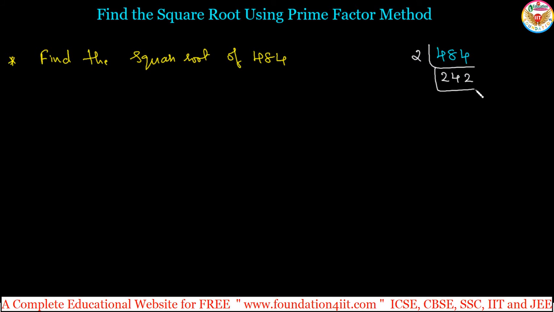Again we can take 242. It is an even number, so again we can divide by 2. If it is not possible with 2, you have to check the next prime number. And this is 1, 2, 1. Okay, 121. 2 times 121 is 242.